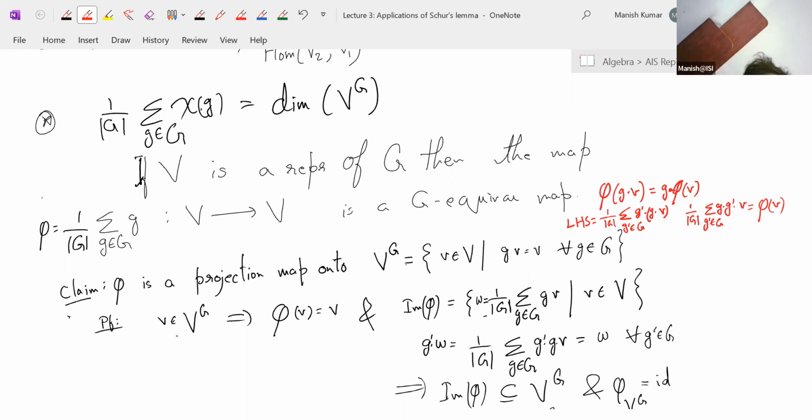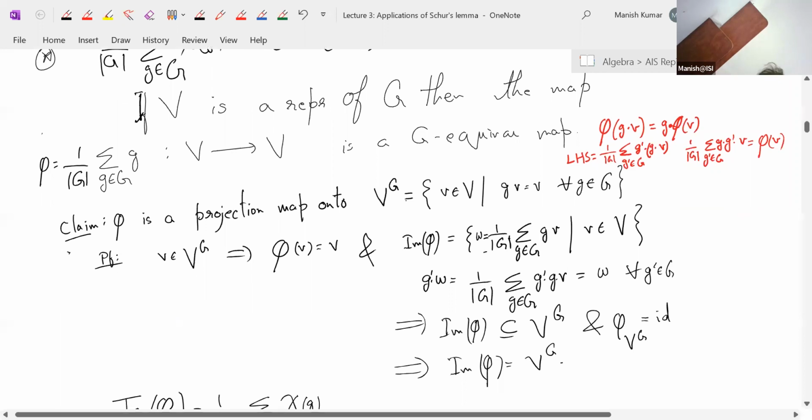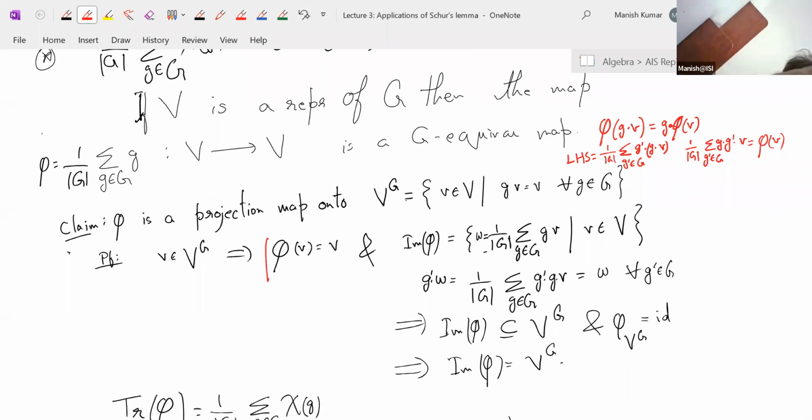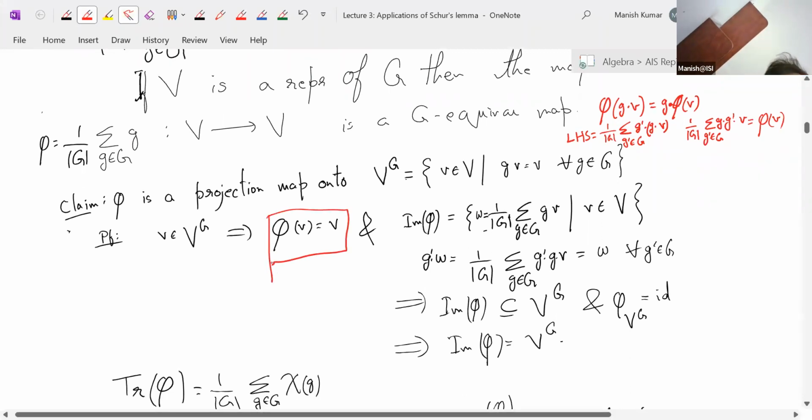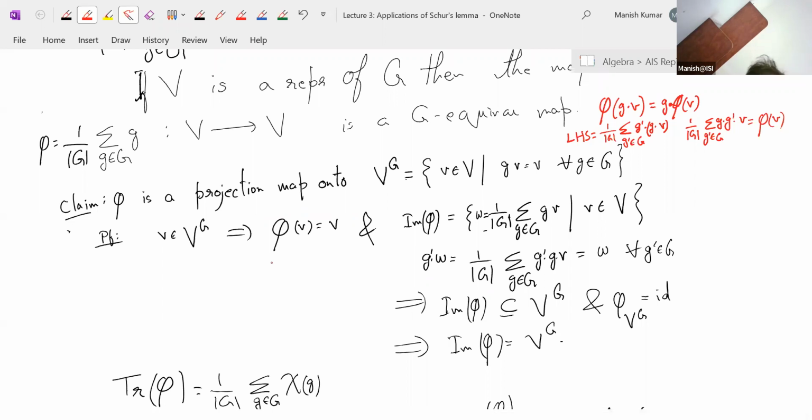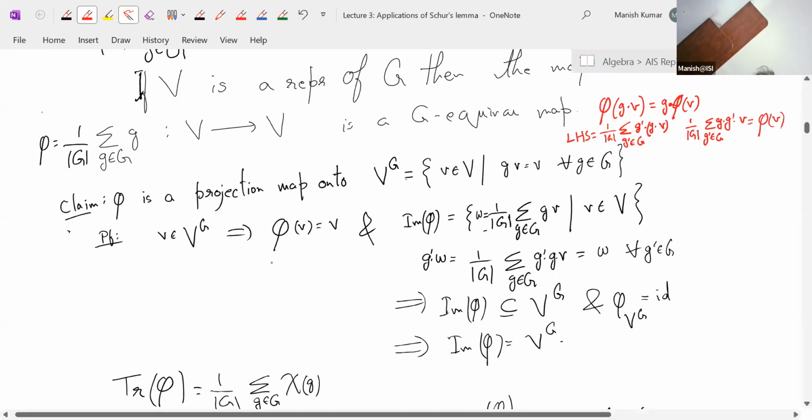So let's just check. If we take something which is invariant under the action of G, then of course G dot V is V, and so if you apply phi, then you get V. So this part is straightforward, because G dot V is V. So you're just summing V order of G times and then dividing by order of G. So you get phi V is V. And the second thing is to check that the image of phi is indeed the invariants.